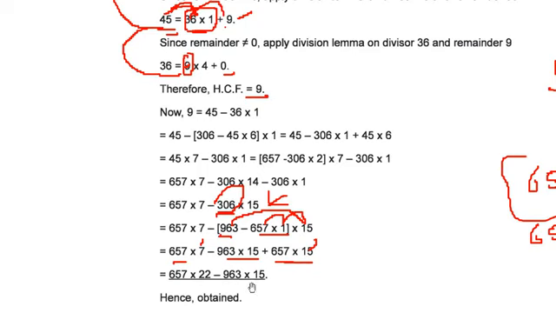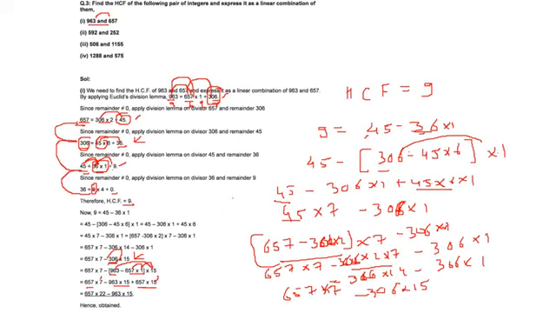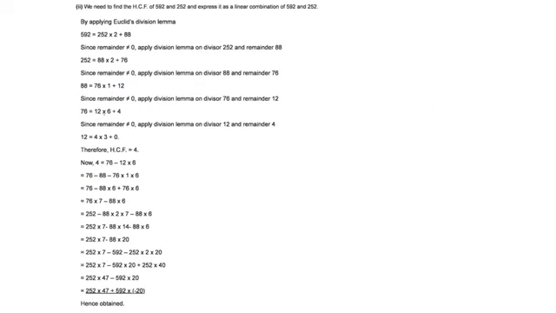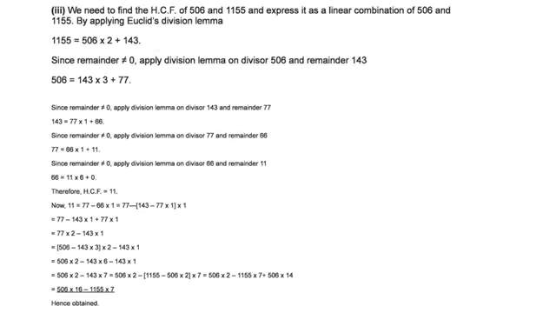So this is your final linear combination. I hope you got the idea. We just backtracked and finally wrote 9 in this form by backtracking. So I hope you will be able to solve these three. These are the solutions for you. I encourage you to solve them by yourself. These are all done the same way.